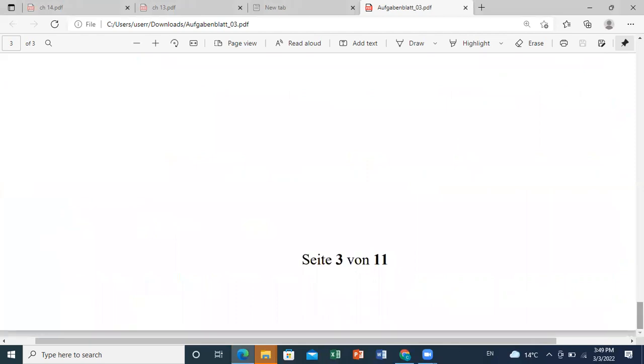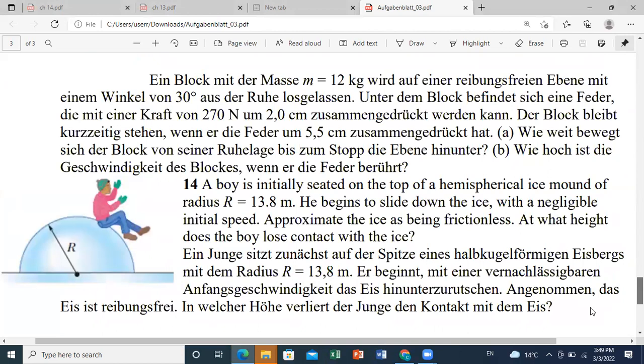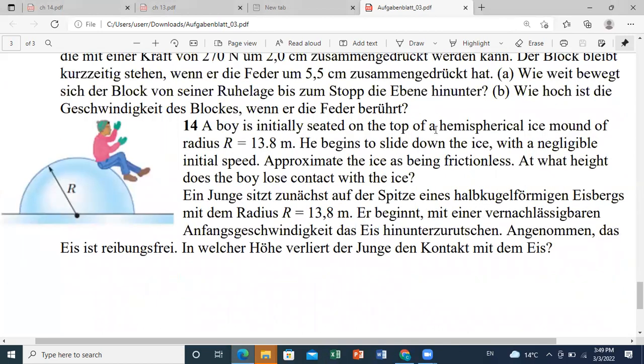We still have this problem 14. A boy is initially seated on the top of a hemispherical ice mound of radius r equals 13.8 meters. He begins to slide down the ice with a negligible initial speed. Approximate the ice as being frictionless. At what height does the boy lose contact with the ice?